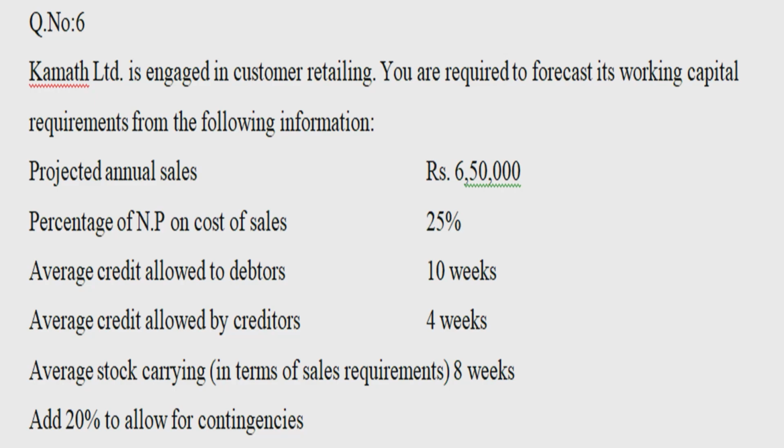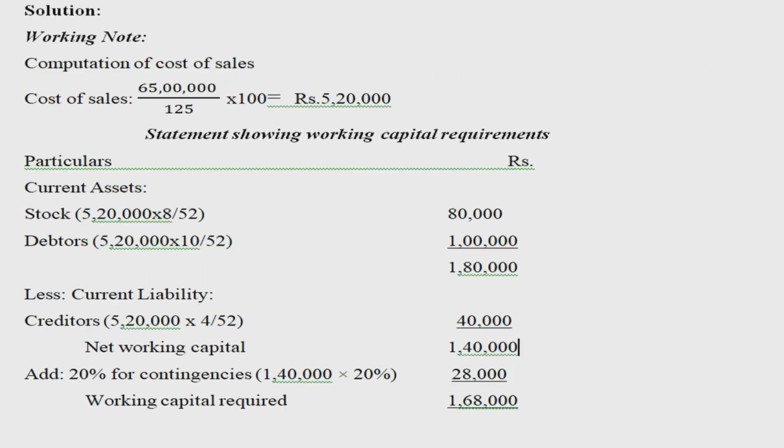particularly they have given the percentage of net profit on cost of sales, 25%. Projected annual sales they have given is 6,50,000. So initially we have to calculate cost of sales. So cost of sales is 6,50,000 divided by 125. Why 125? 100 plus 25%, 125, into 100, you will get 5,20,000. 5,20,000 as cost of sales. With this information, we are going to find out the stock value and debtors value.